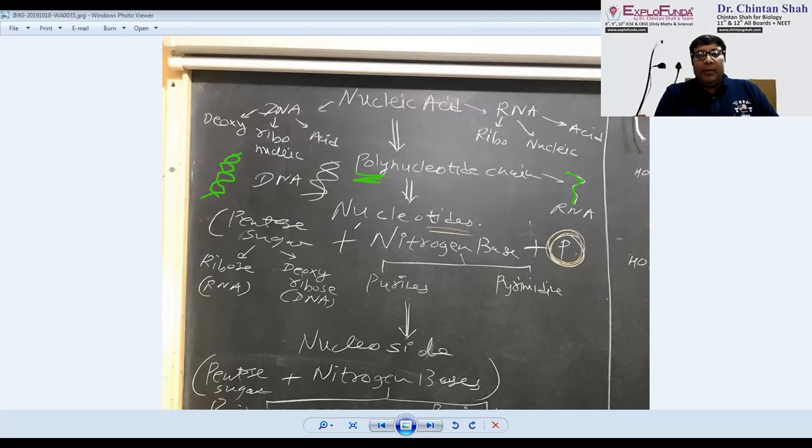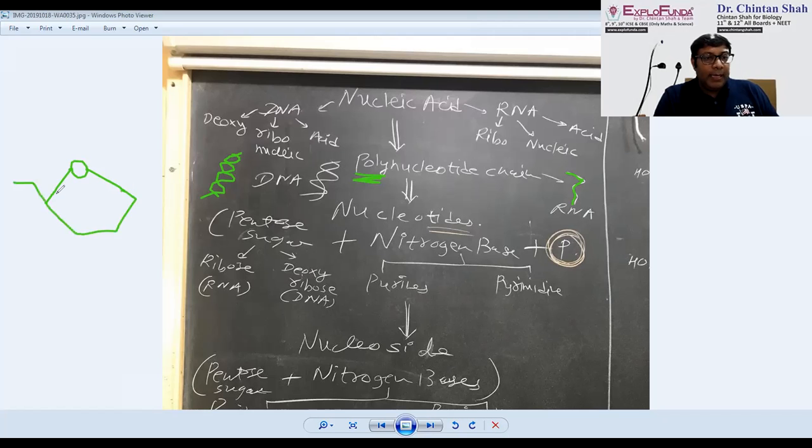So what do you mean by one nucleotide? A nucleotide is made up of a pentose sugar. What do you mean by pentose sugar? Pentose means containing 5 carbons. As it is containing 5 carbons, that's why it is known as a pentose sugar.